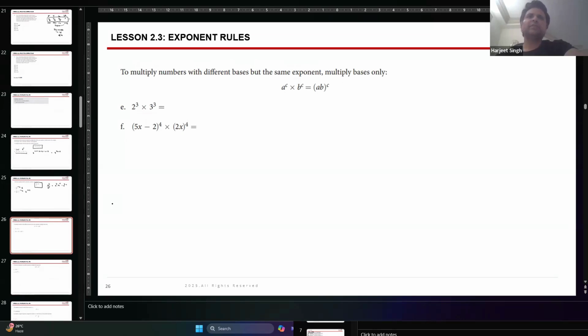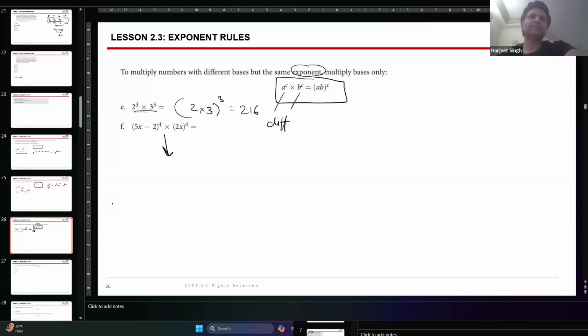One more rule. a to the power c into b to the power c. Now the bases are different. So these are different, but the powers are the same. The exponent is the same. So then you can multiply the bases and raise them to the same exponent. So this basically is 2 into 3 cube, so this is 6 cube. So that is 216.